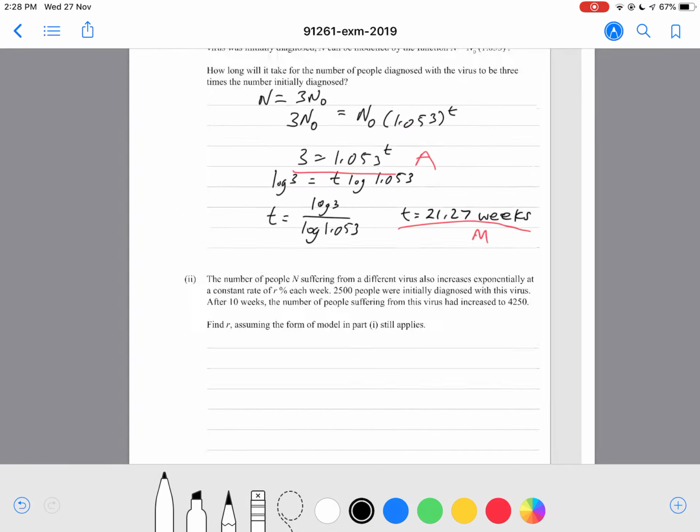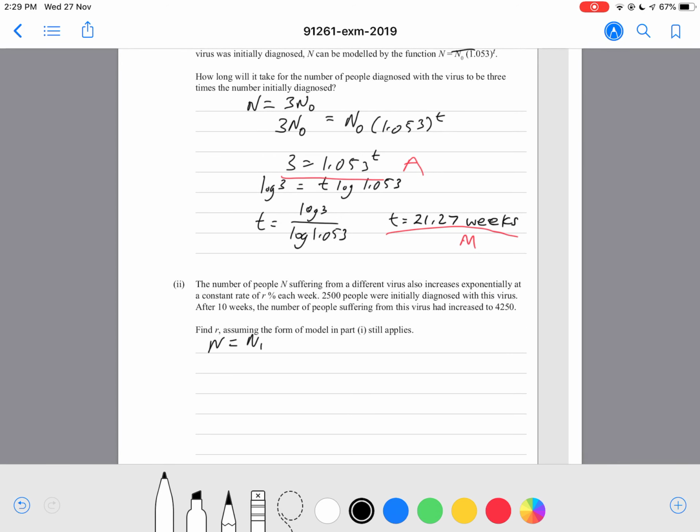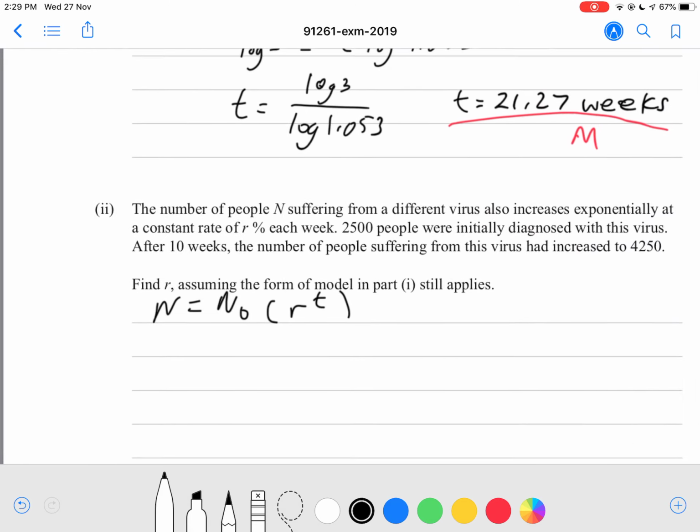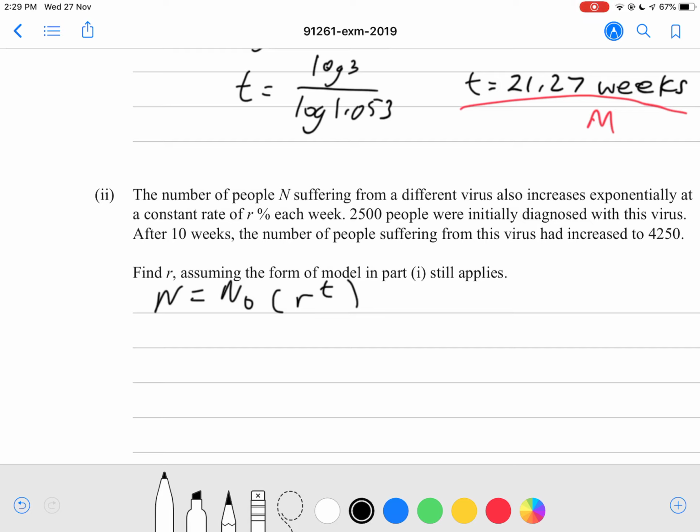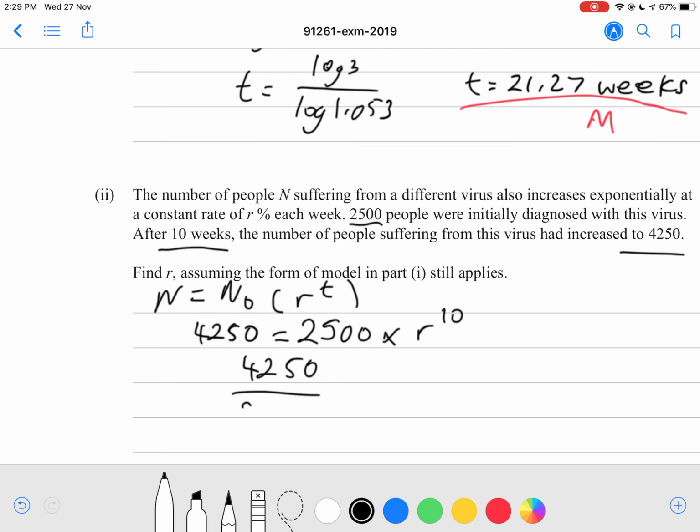So the formula in part I was that N equals N0 times, let's just say R to the power of T. So R is our rate, T is our time, N0 is our initially diagnosed, and N is our total diagnosed. So our total diagnosed increased to 4,250. So 4,250 is equal to 2,500 times R, which we don't know, to the power of 10, because 10 weeks has passed. Alright, so right now we would move the 2,500 to the other side. So 4,250 divided by 2,500 equals R to the power of 10.